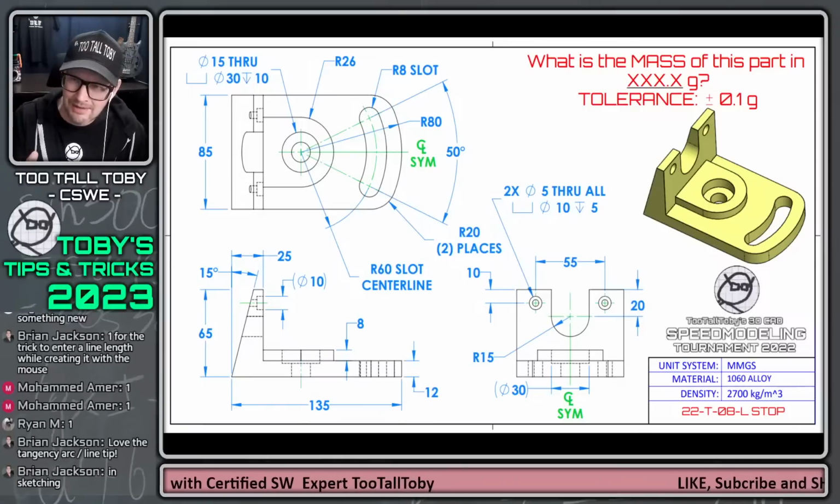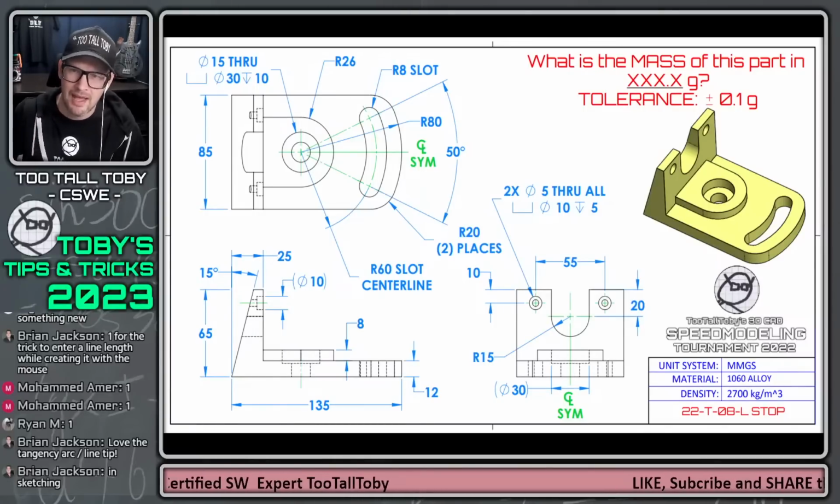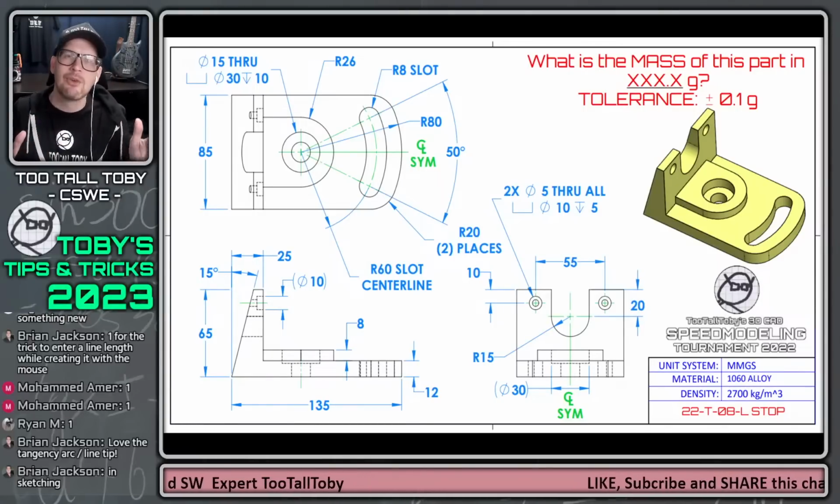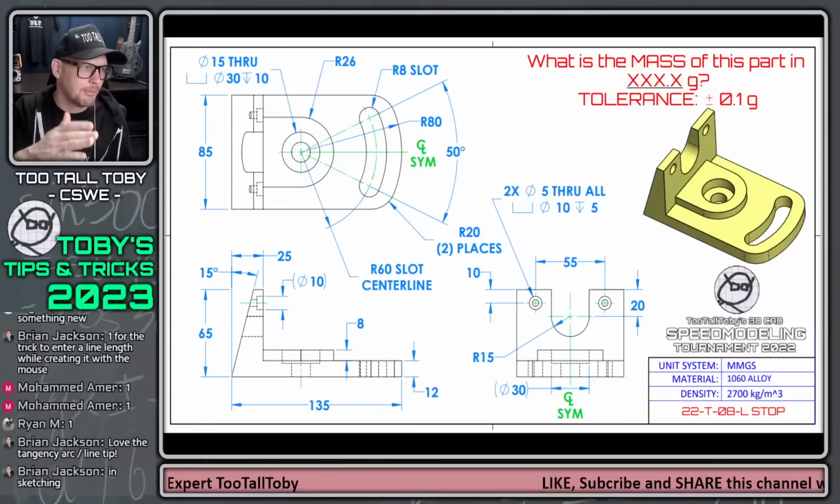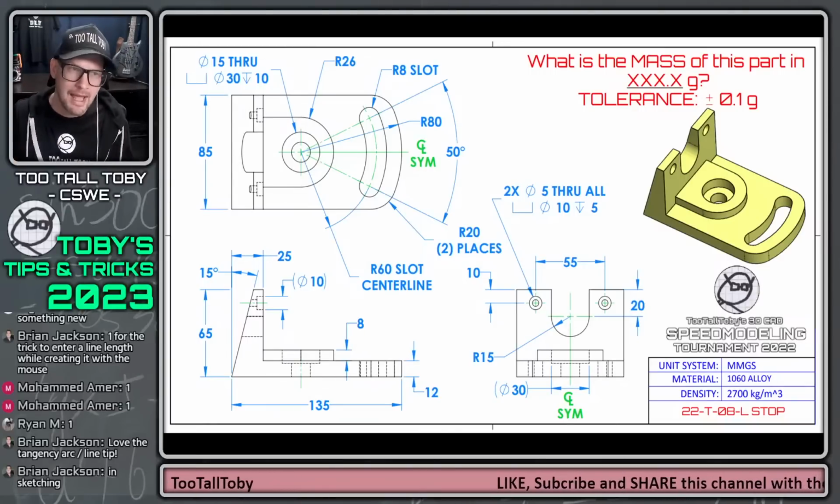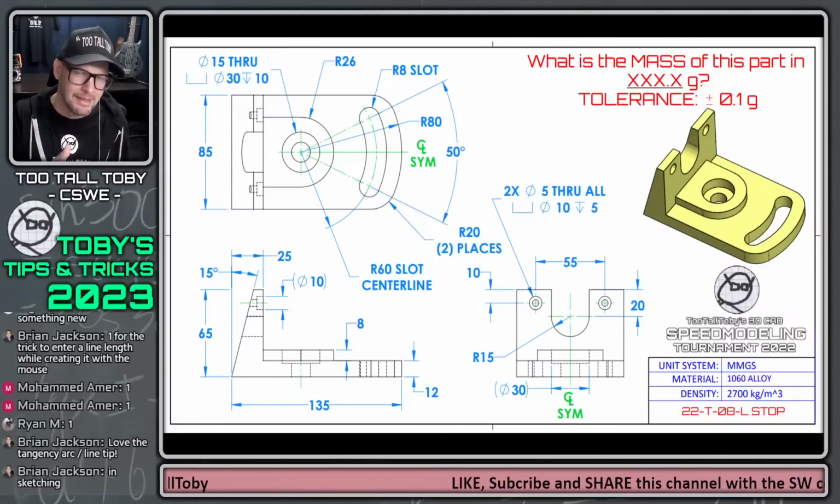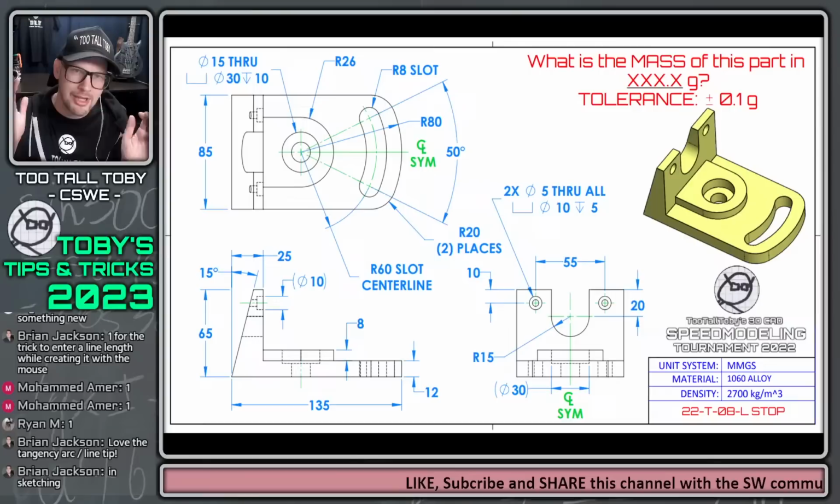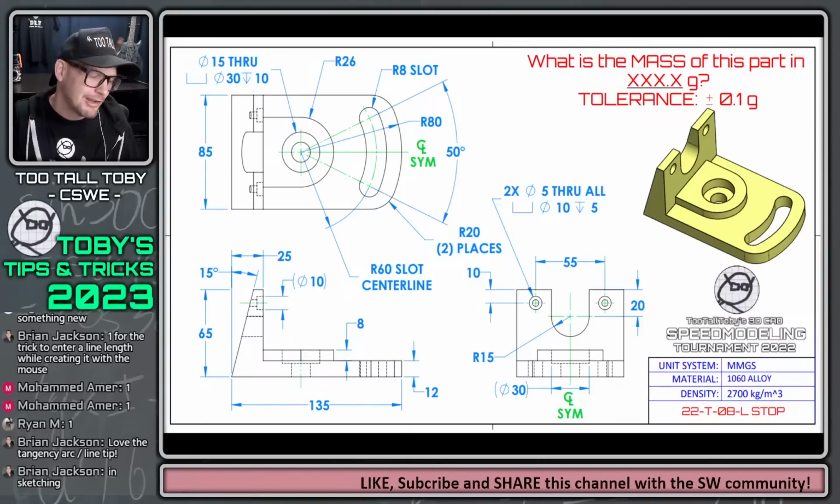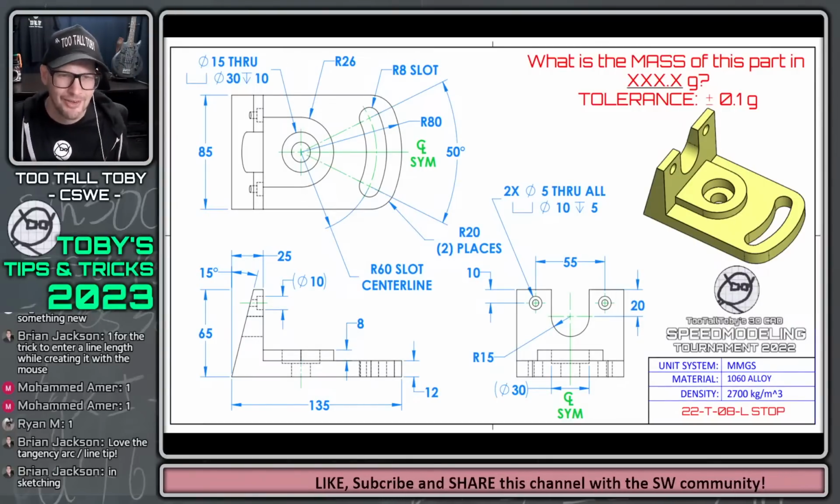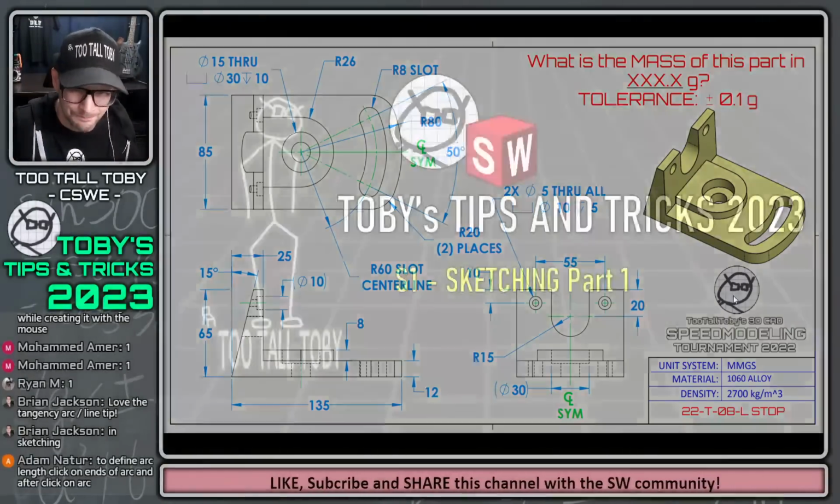I see Brian in the chat says, I love the tangency arc / line tip. Yeah, I mean, this is something that you do all the time. Think about how often you switch from line to arc. And so if you can learn how to not only create that switch elegantly, but at the same time, almost immediately input the radius of the arc, you're going to save so much time. So these are good shortcuts here.